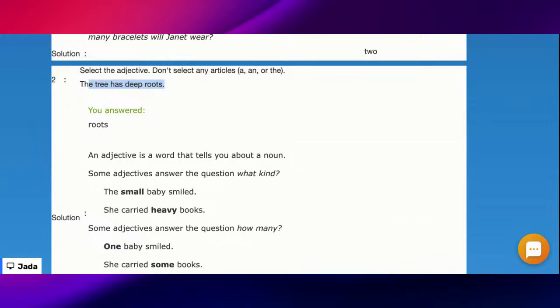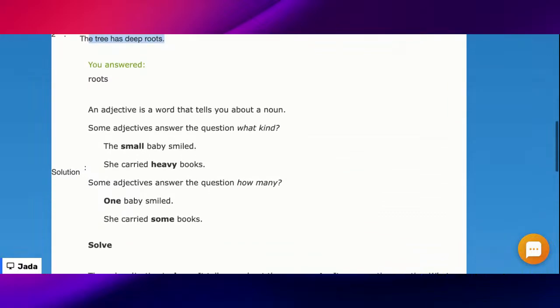The tree has deep roots. Now this one answers the question what kind, because if you say what kind of roots does the tree have, it will be deep roots. Okay.